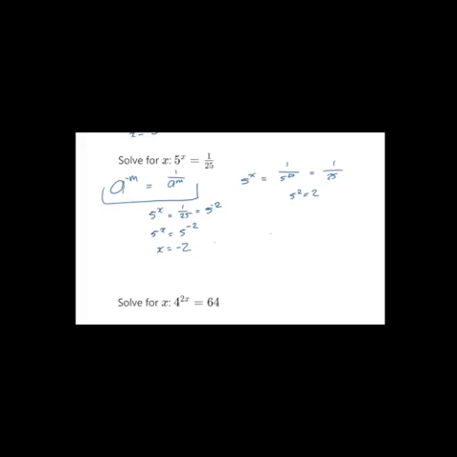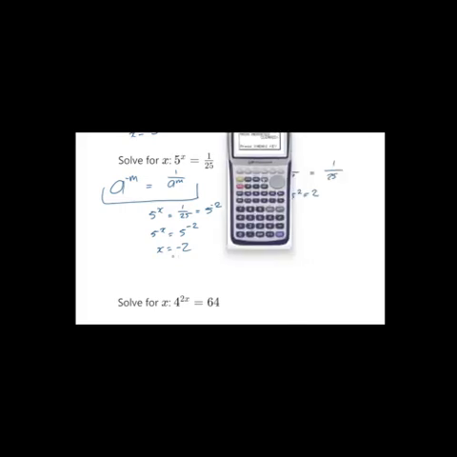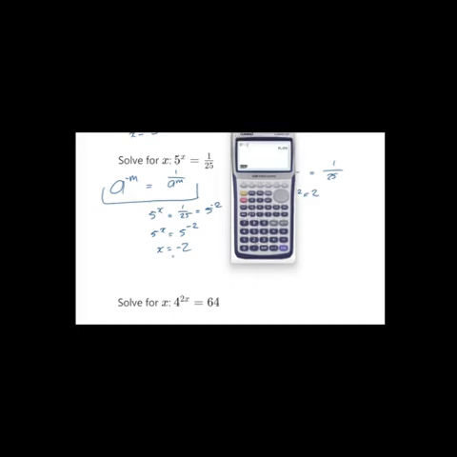And let's sort of test it out. Let's bring up a calculator. So 5 to the power of negative 2 is 0.04. Convert that from a decimal into a proper fraction. That's 1 over 25.